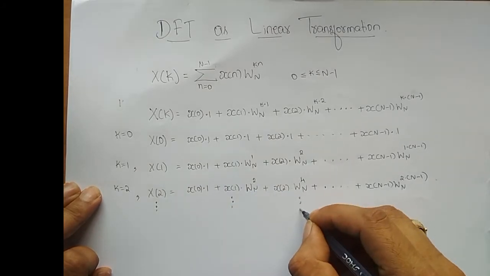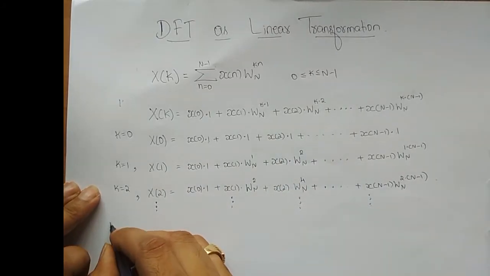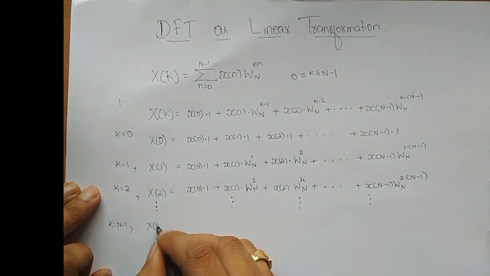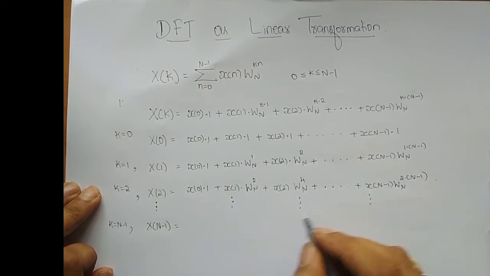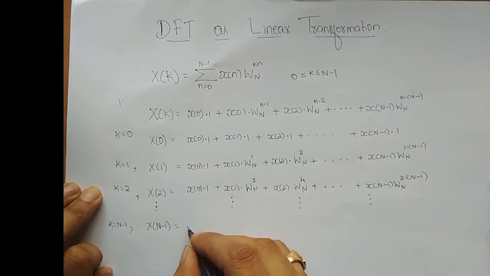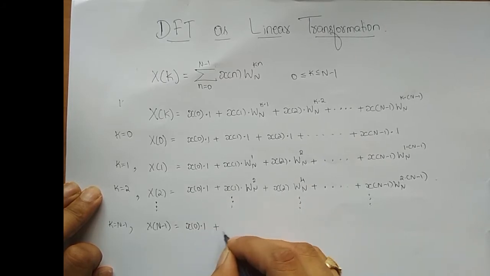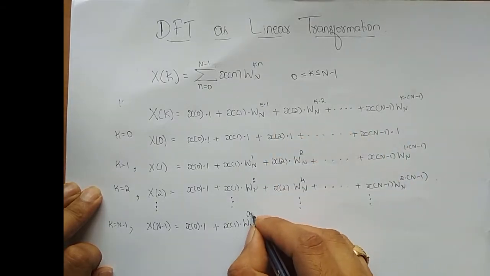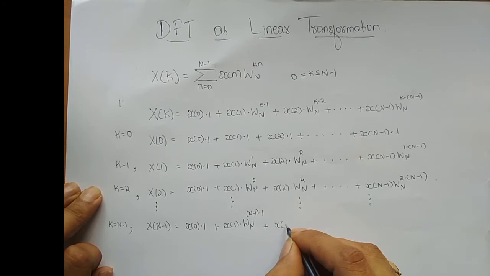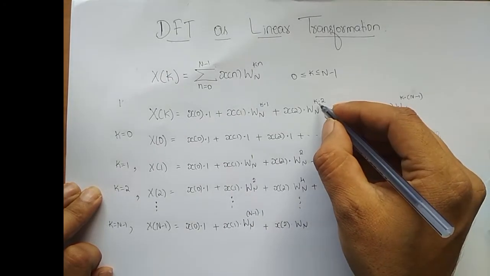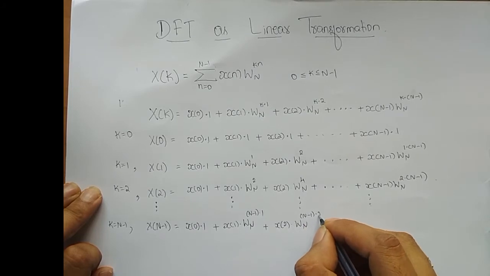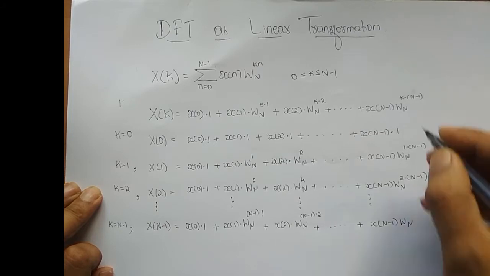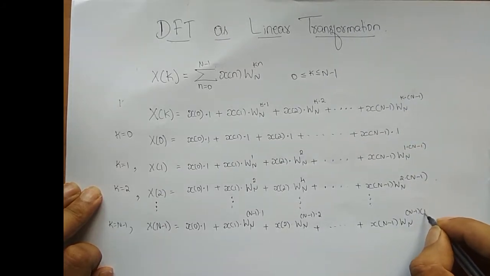If we keep on giving values for k, what is the last value of k? K is N minus 1, because k is varying from 0 to N minus 1. So X of N minus 1 is equal to x of 0 into 1 plus x of 1 into W_N power N minus 1 into 1, plus x of 2 into W_N power N minus 1 into 2, plus dot dot dot, plus x of N minus 1 into W_N power N minus 1 times N minus 1.